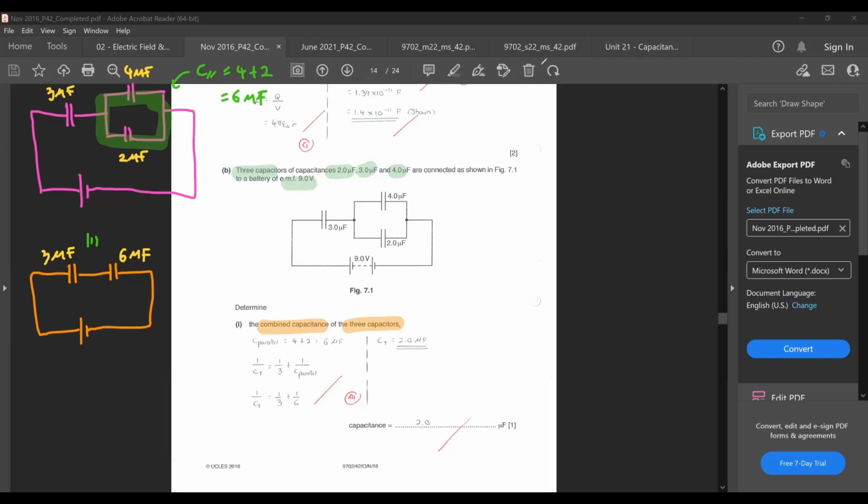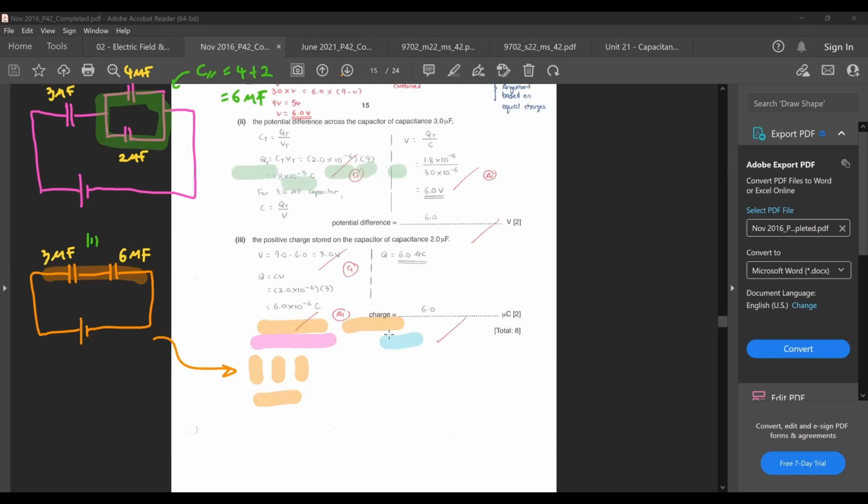So again, you want to simplify this. These are now connected in series. You add them like you would resistances in parallel. So 1 over CT equals 1 over 3 plus 1 over 6. Your C parallel is 4 plus 2 equals 6 microfarad from before. So your CT is 2 microfarad. Your total capacitance is 2 microfarads. Okay, so this one is pretty straightforward.